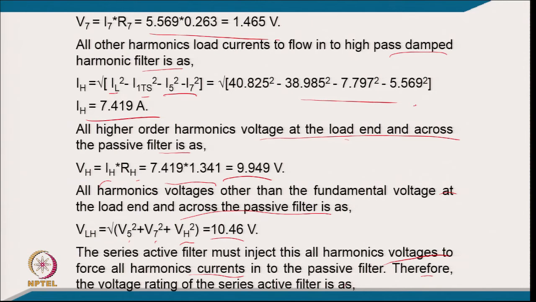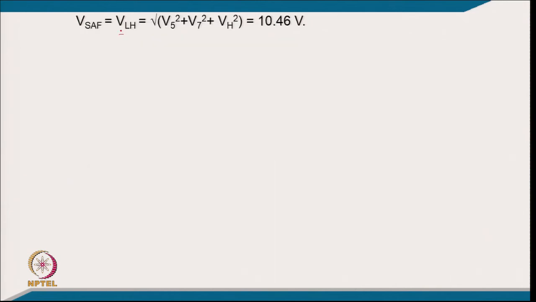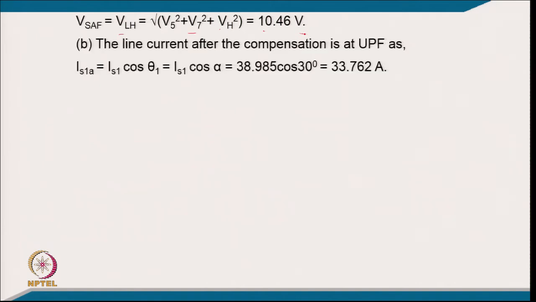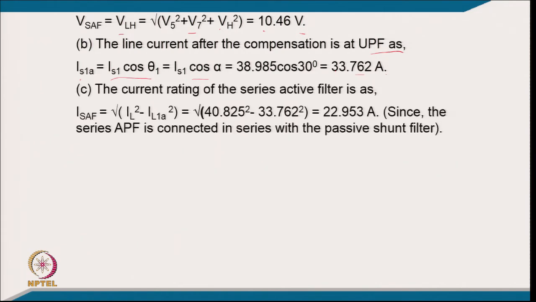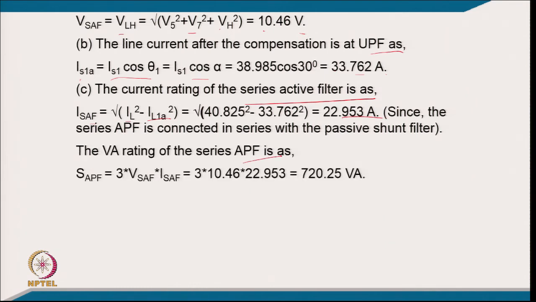Therefore, the voltage rating of the series active filter is VLH, equal to VSF, equal to VLH, V5 square, V7 square and VH square, that comes 10.46 volt, and the line current after the compensation is at unity power factor, that is IS1 equal to I1 cos theta 1, IS1 cos alpha. So, putting the value, it comes 33.762 ampere, and the current rating of the series active filter will be the same as IL square minus the. So, it comes 22.93 ampere, and the VA rating of series active filter with 3 VSH, putting the value, it comes 720.25 VA, that is the rating of the series active filter.